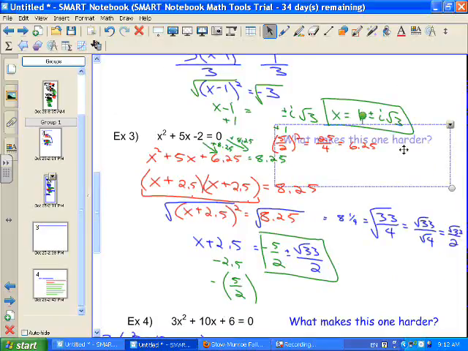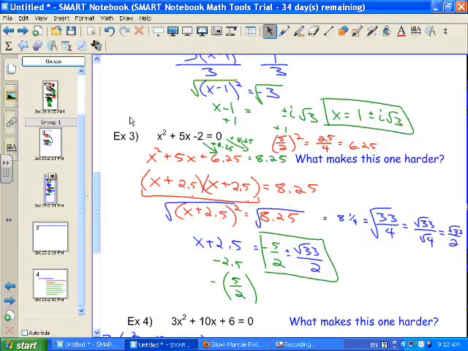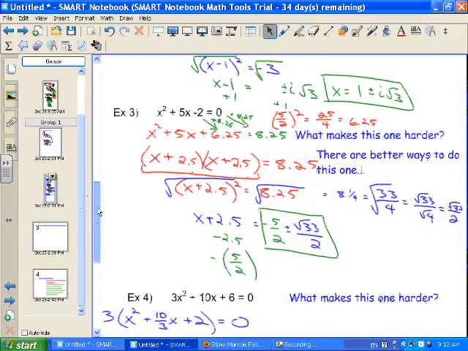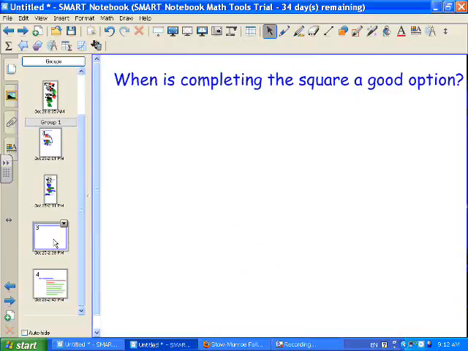Here it is. All right, what made this one harder? The leading coefficient was not 1. Why did I get a decimal? Right, because my B term, what's wrong with it? It's odd. There are better ways to do this one. All right, so this is what we got.